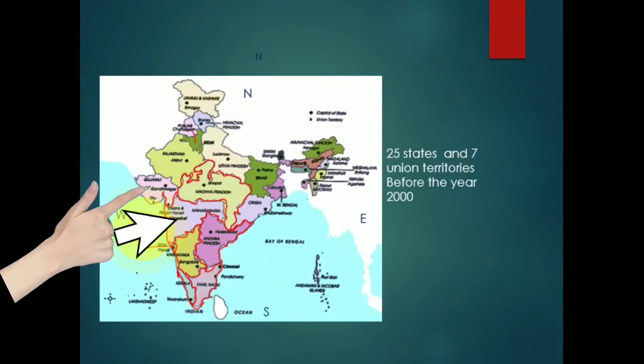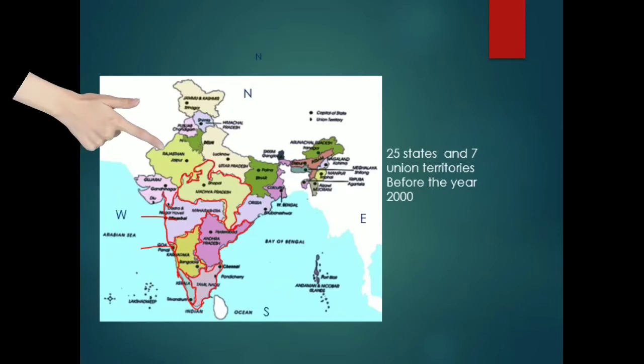Next to Maharashtra, towards the westernmost margins, that is Gujarat. This is the state Gujarat. Gujarat is the state having the longest coastal line. Next to it is Rajasthan. This is Rajasthan.